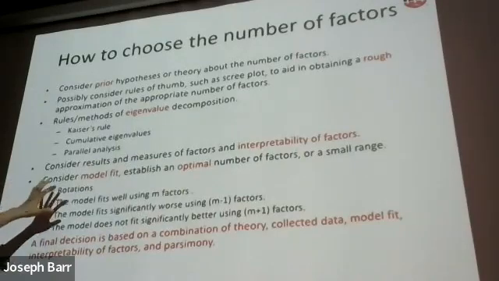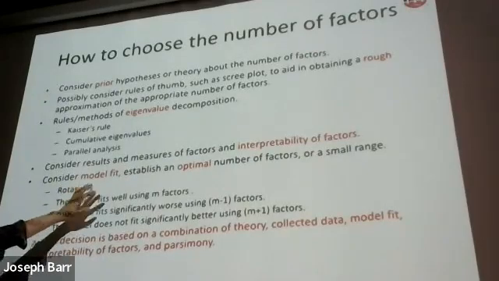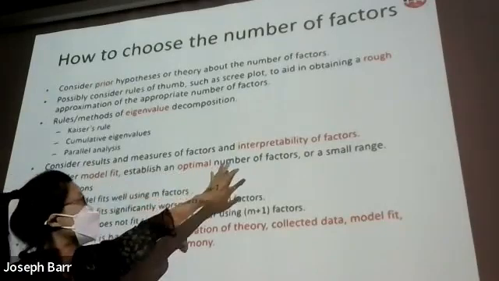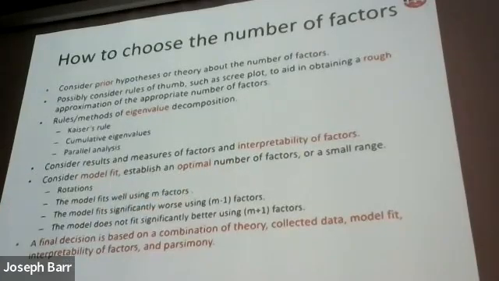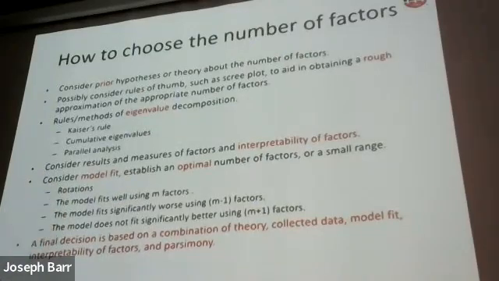And then you should also consider the results. You can just run 2 or 4 factors and then look at the results and the measures. You should also do the interpretation: what's the meaning of those factors? If you group some items together, what are these items going to measure? So you also need to consider the interpretation of factors. And then consider model fit, trying to use different rotations, orthogonal or oblique.